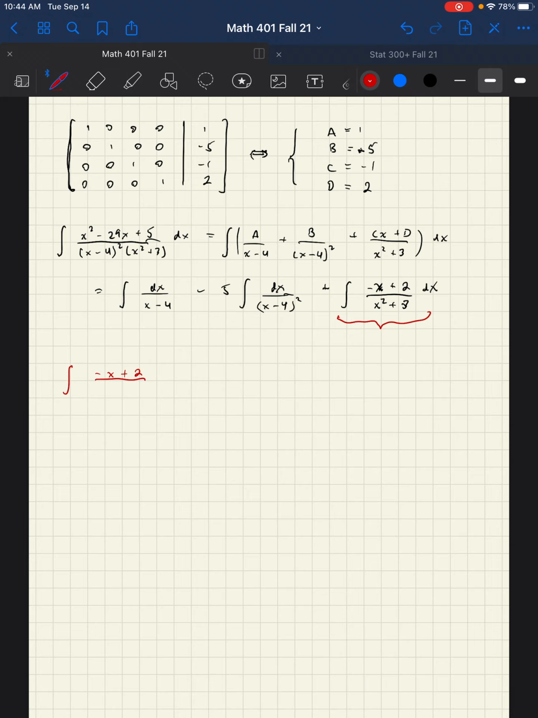So what is this integral? This is standard for when we're working with irreducible quadratic factors, that we're going to need to split this into two. So we're going to split it into a rational with an x in the numerator and the one with just the number in the numerator. So this is allowed, right? We're totally allowed to do this. Here's why we need to do this.